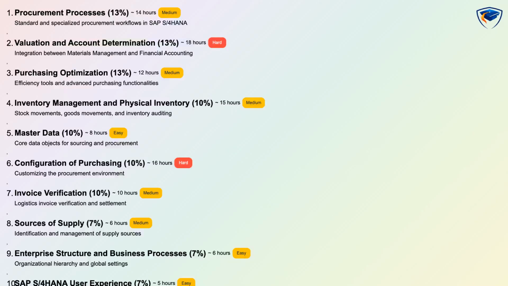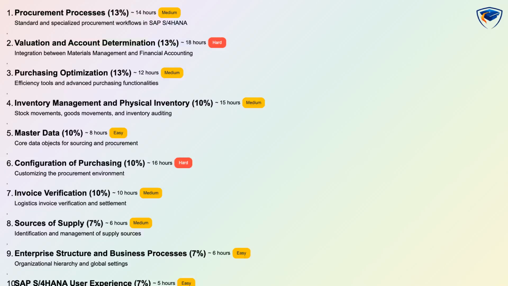The exam covers 10 domains with the following weights: Procurement Processes 13%, Valuation and Account Determination 13%, Purchasing Optimization 13%, Inventory Management and Physical Inventory 10%, Master Data 10%, Configuration of Purchasing 10%, Invoice Verification 10%, Sources of Supply 7%, Enterprise Structure and Business Processes 7%, and SAP S/4HANA User Experience 7%.